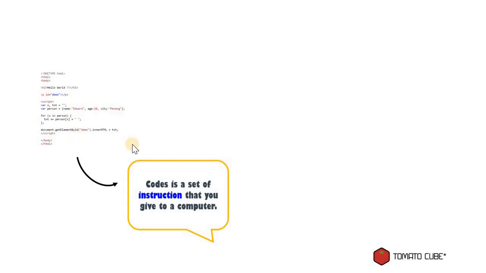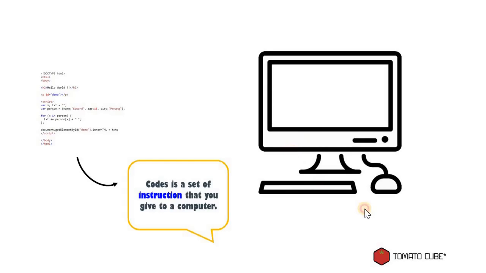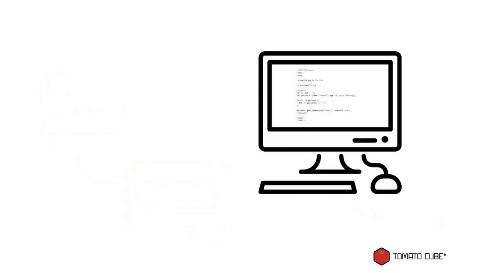Code like this is a set of instructions that you give to a computer. In this case, I would like to give an instruction to the computer to display hello world on the screen and also to display some information about the person. And as you can see, this code or this instruction is written in English and is pretty much human readable. So we put this code inside a computer and let the computer process it.